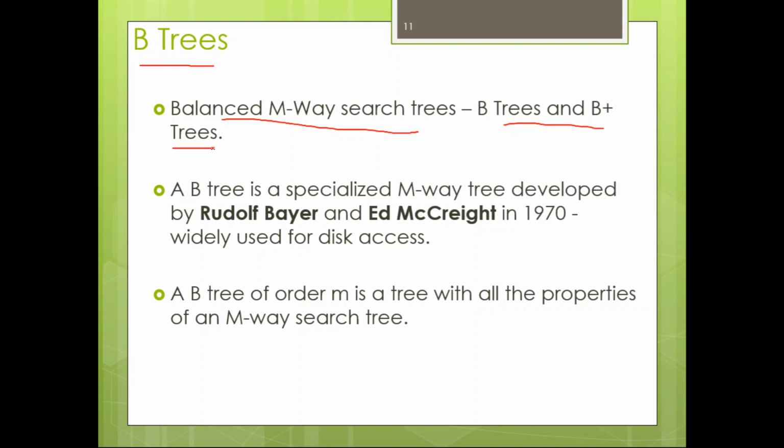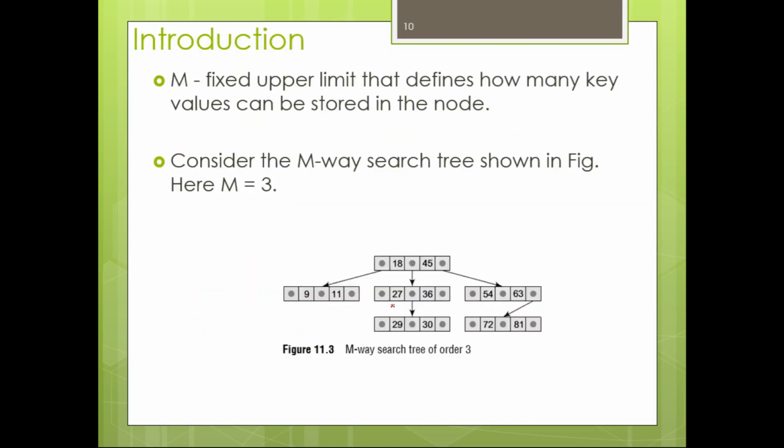See, an M-way search tree need not be balanced. Okay, for example, here there is no node, maybe another level may be added here, maybe another level may be added here, like that. Different paths can be of different heights, and it need not be balanced. Okay, the M-way search tree need not be balanced.